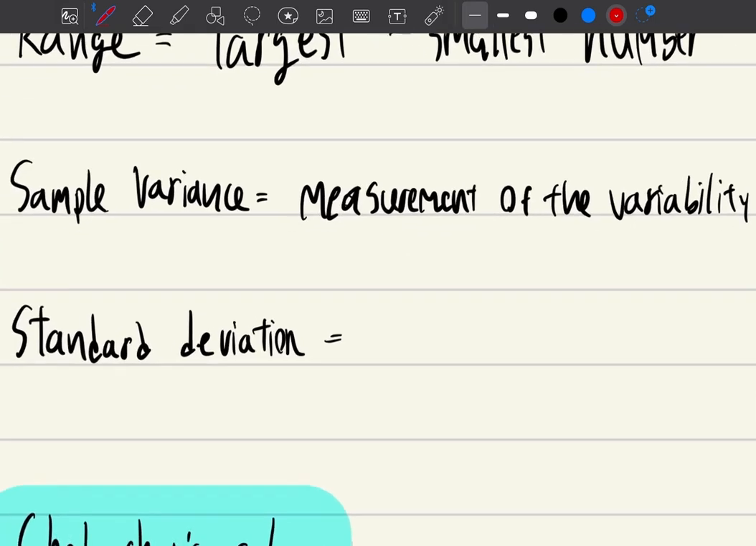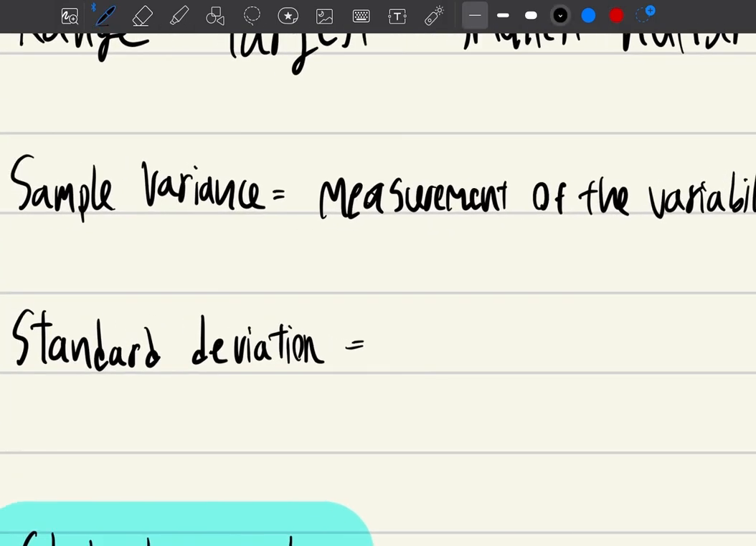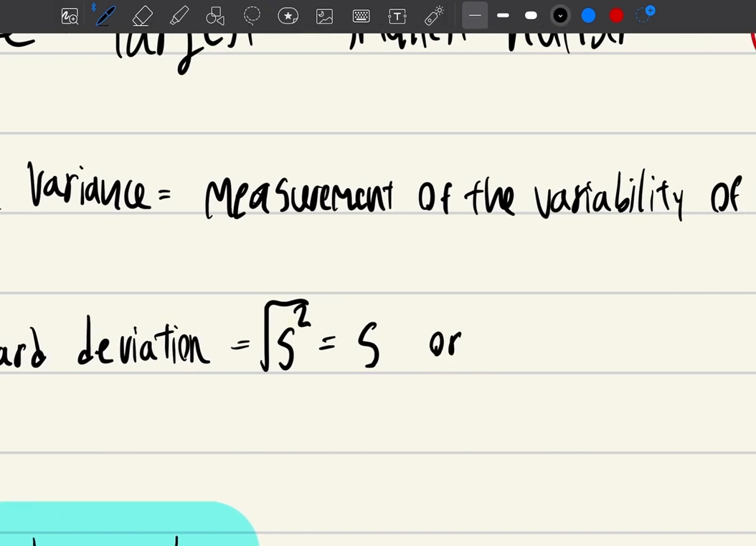The last one is standard deviation. The standard deviation is just the sample variance or population variance, but we square root it like this. Sample variance square root equals the standard deviation, or sigma, which is population variance square root equals standard deviation.